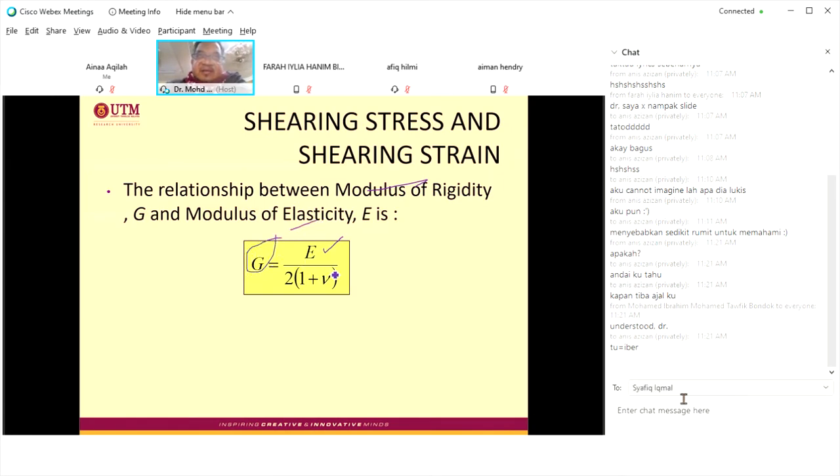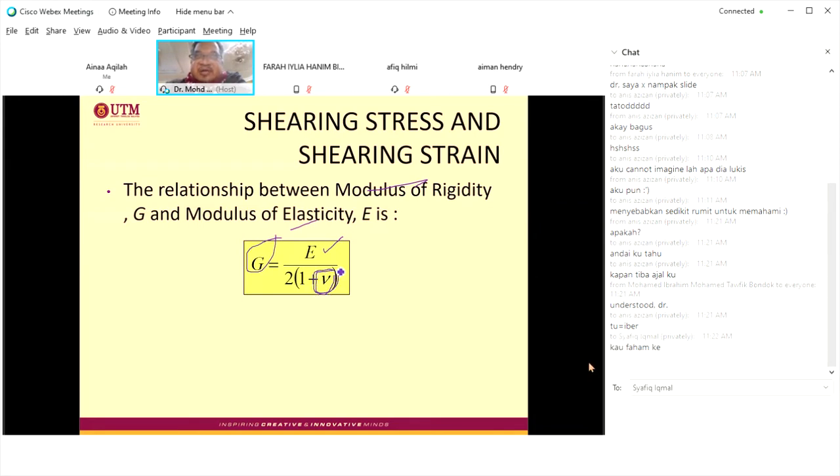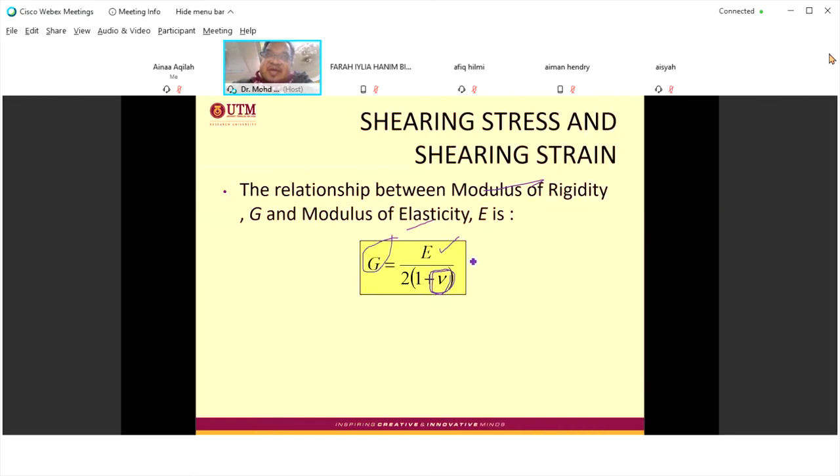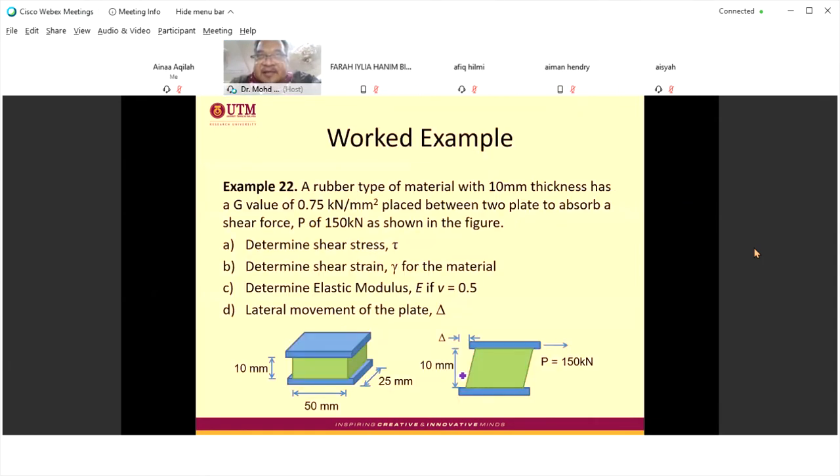And materials also behave with Poisson's ratio. So if you have the books, you can refer to how they derive it. If not, this is the combination: G equals E divided by 2 times (1 plus Poisson ratio). So you can play around with another formula here. Okay, look at the example.